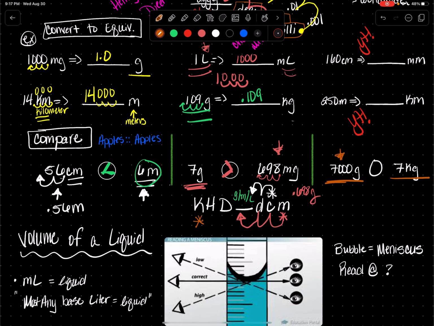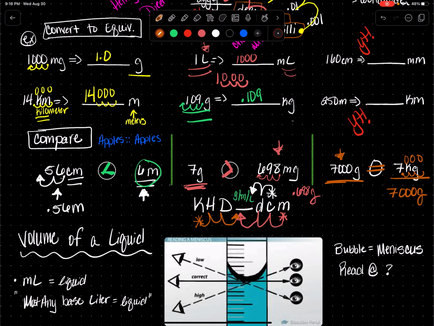I'm starting here at kilo, and I'm moving to grams. 1, 2, 3. That's 3 places to the right. I assume there is a decimal place behind it. 1, 2, 3. That's 3 zeros behind it, so that's 7,000 grams. Uh-oh. Those are the same thing. So 7,000 grams is the same thing or equal to 7 kilograms.